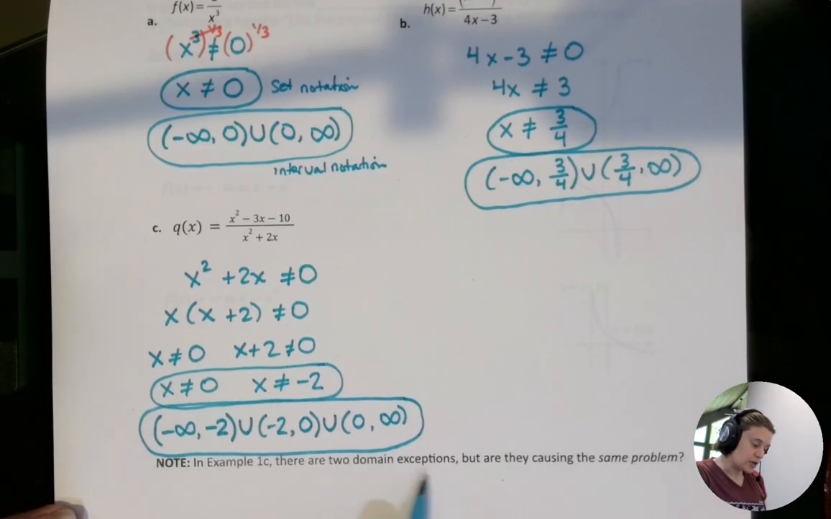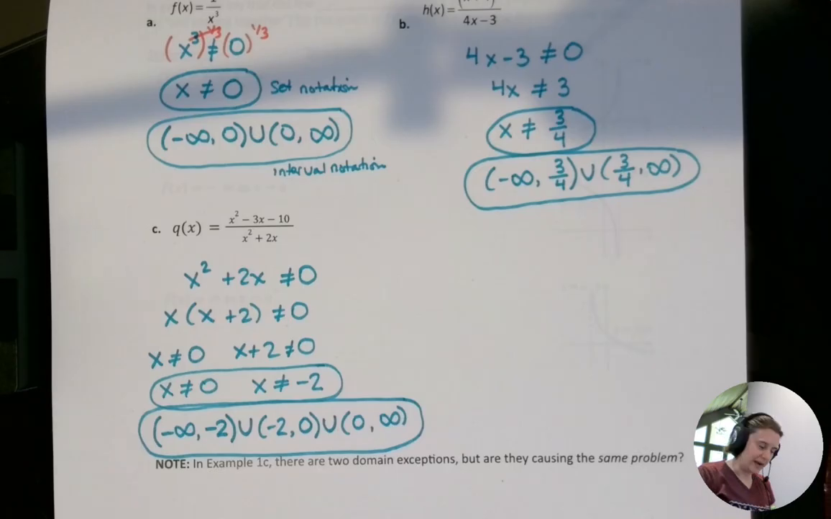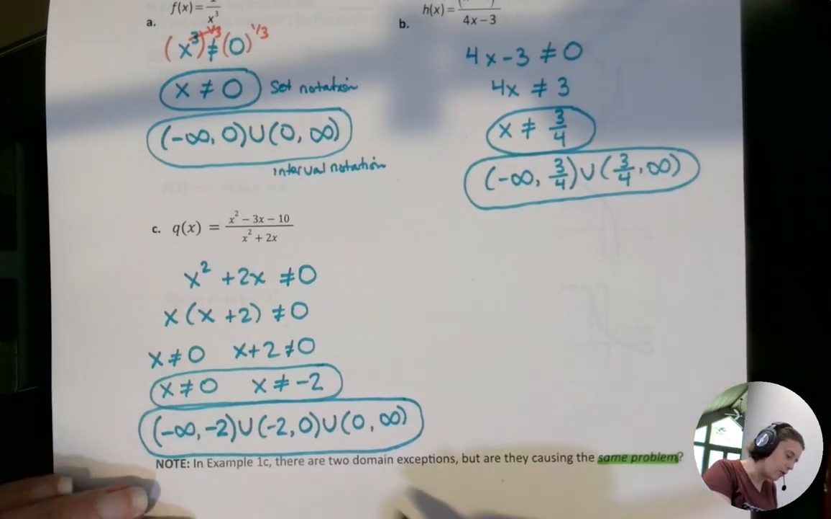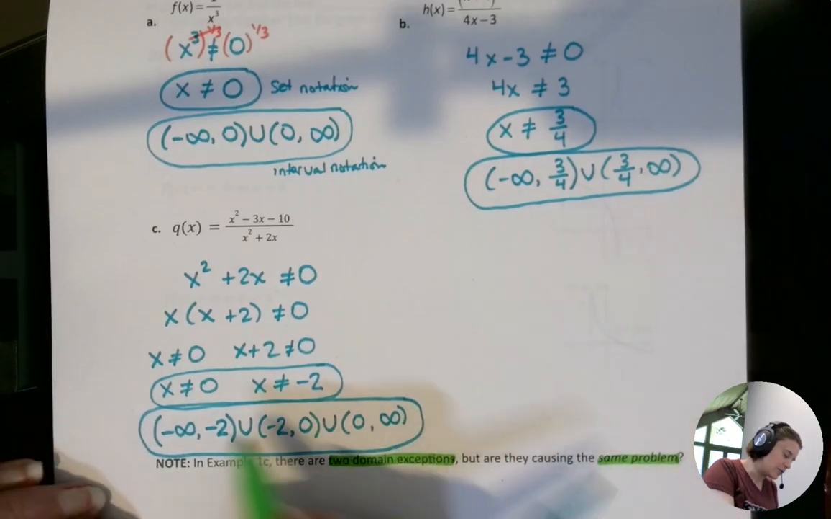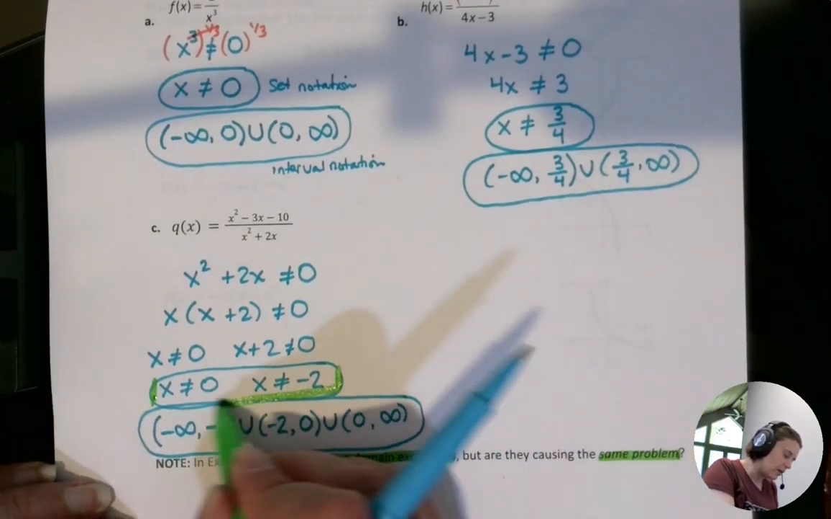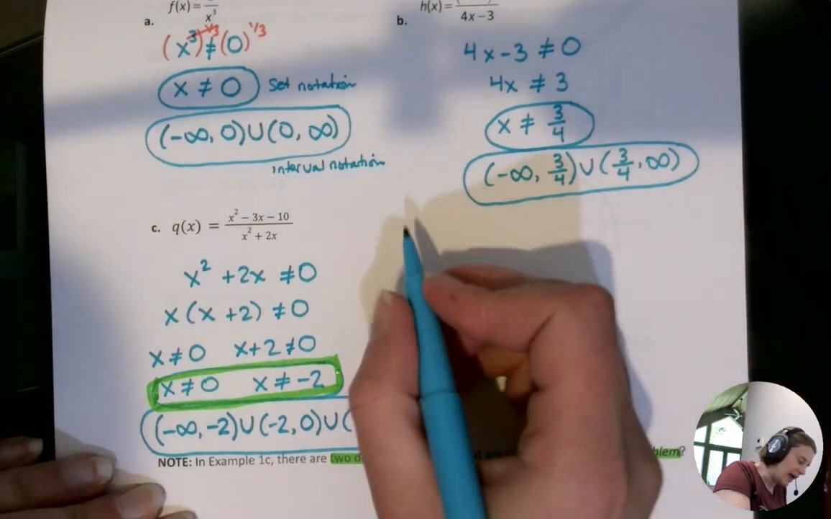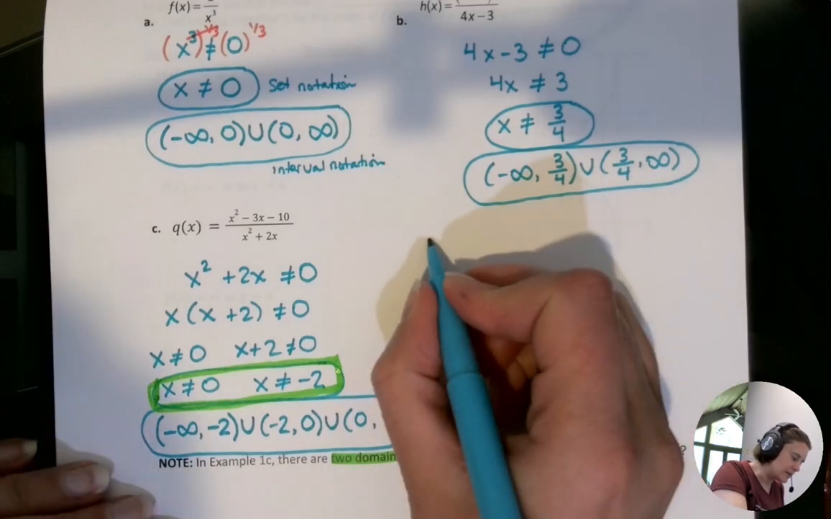It says there are two domain exceptions or exclusions, but are they causing the same problem? And we're going to find out in a second that the answer to that is no. So let's find out how. So there were two domain exceptions. Those were the 0 and -2. Are they causing the same problem? Let's take a look at this polynomial and see if it simplifies.